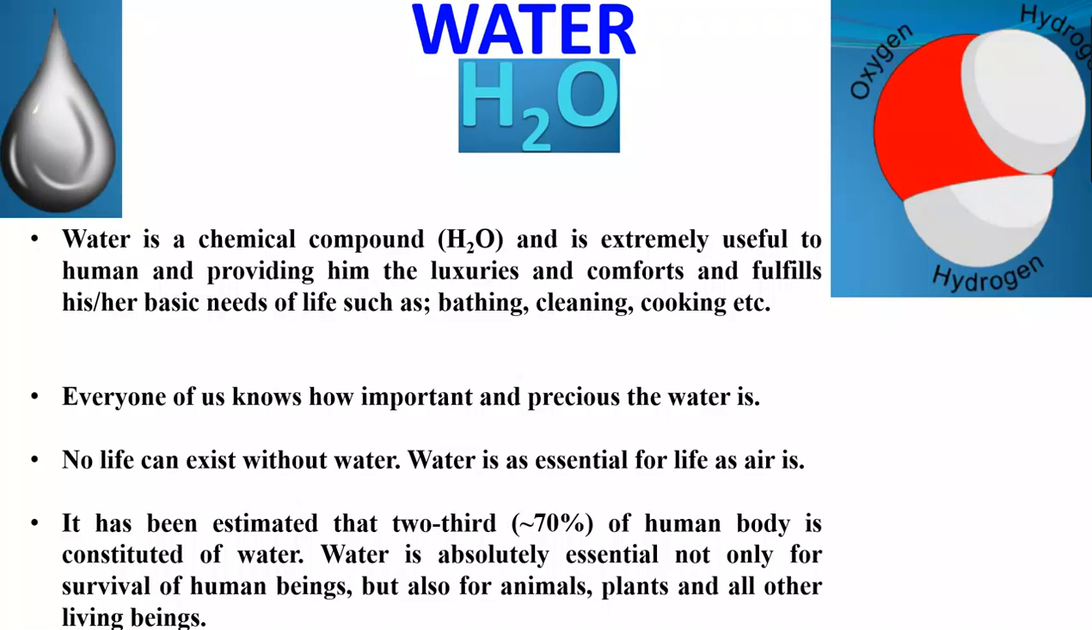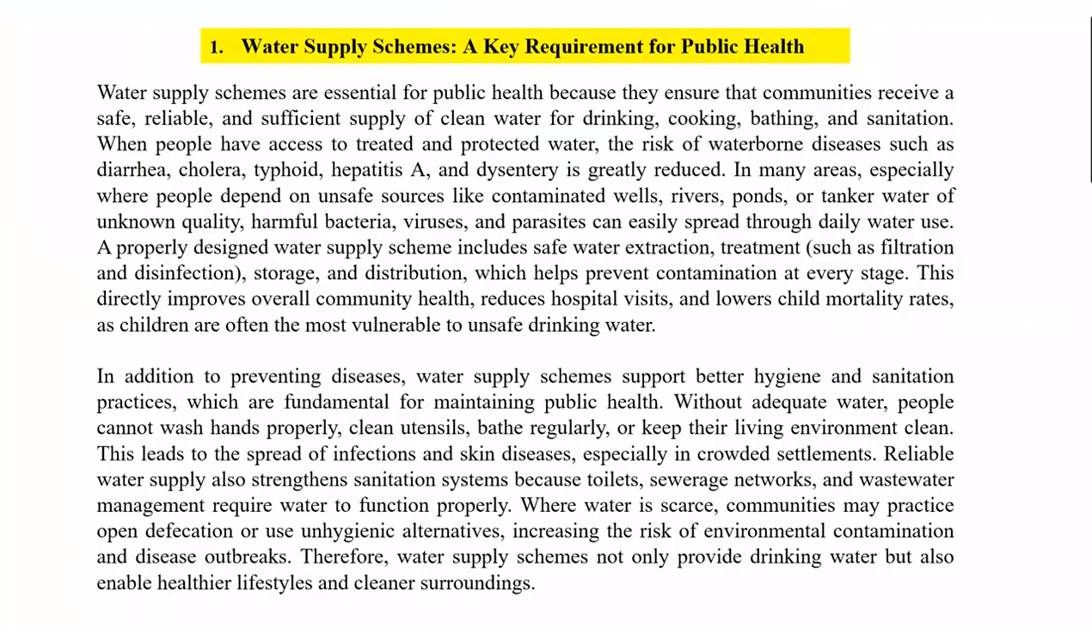It has been estimated that two-thirds, around 70%, of the human body is constituted of water. Water is absolutely essential not only for the survival of human beings, but also for animals, plants, and all other living creatures or beings in the atmosphere or world everywhere. Here we have the details of why we have water supply schemes, why it is a key requirement for public health.